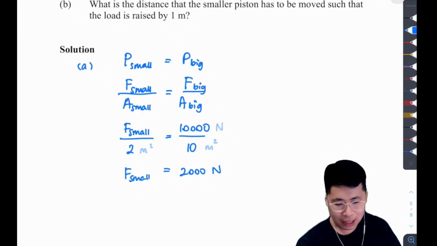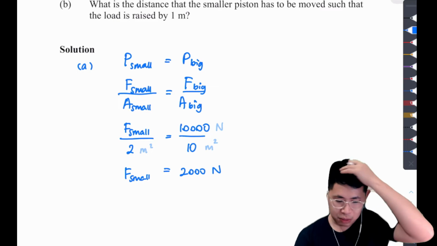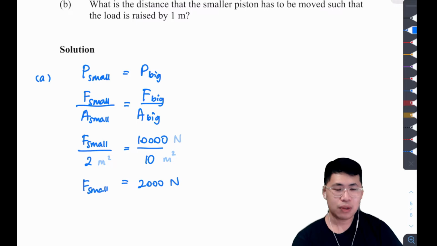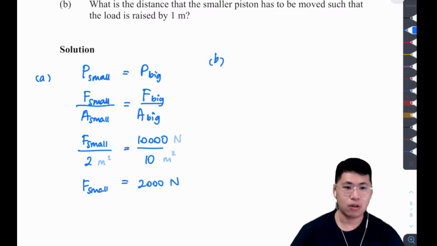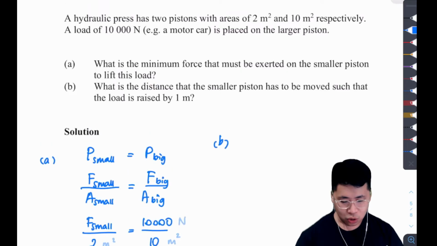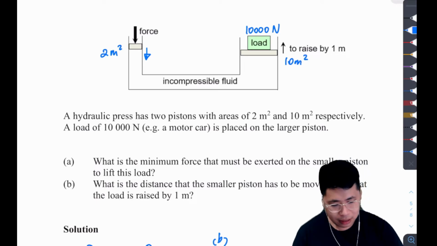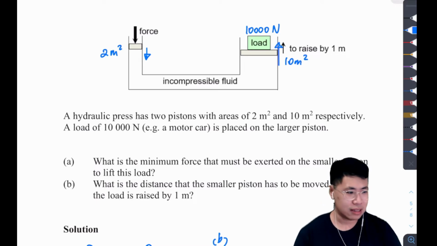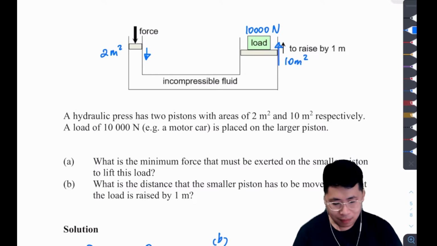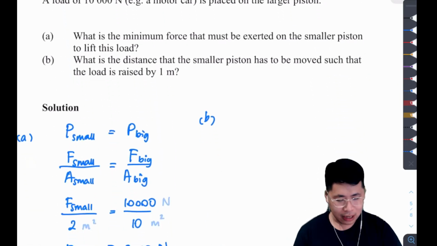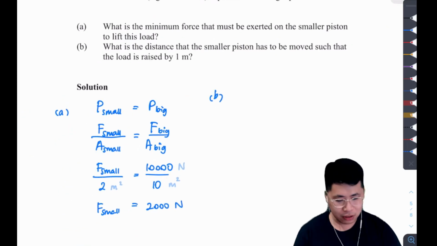Now part 2, what is the distance that the smaller piston has to be moved such that the load is raised by 1 meter? With this, we need to make use of another principle called the displacement of volume. The volume displaced on the left will be the same as the volume displaced on the right. Let us take a look at how much volume we need to displace on the left.